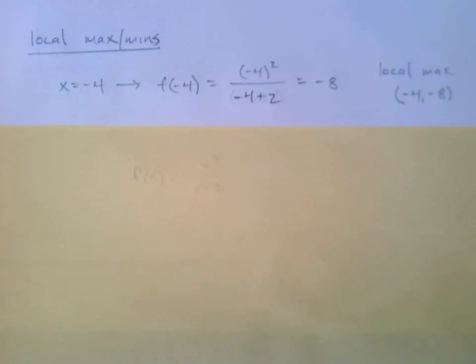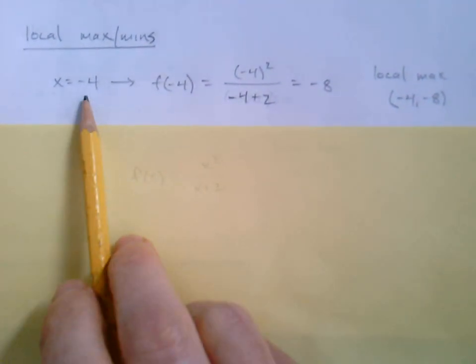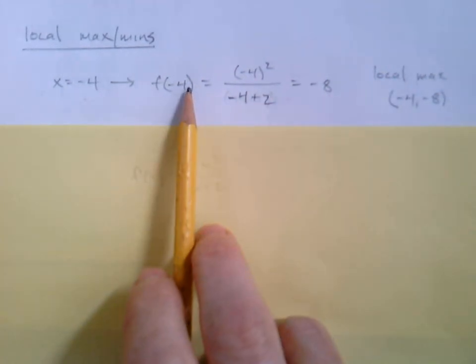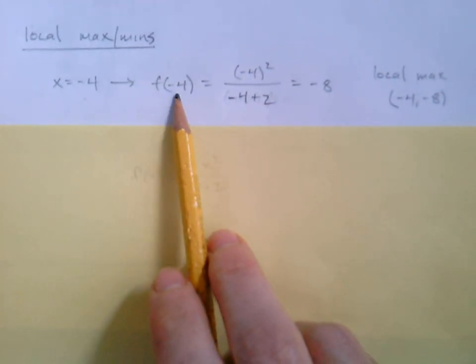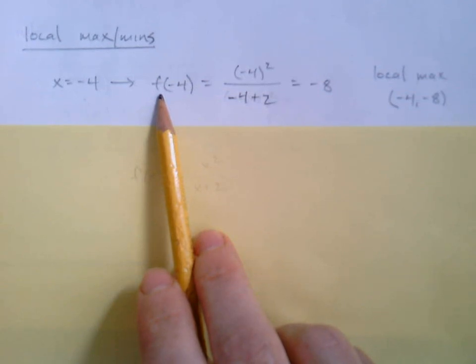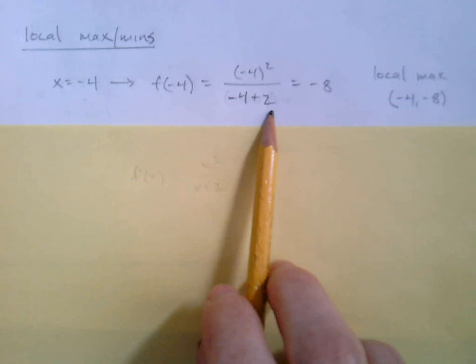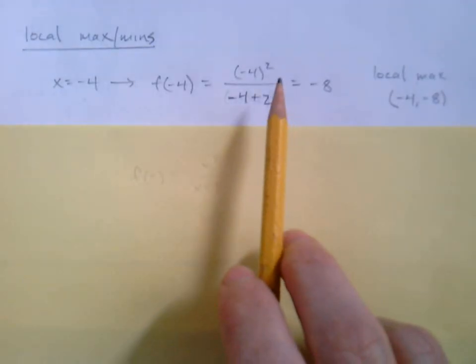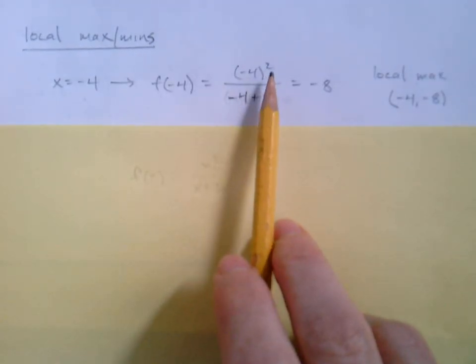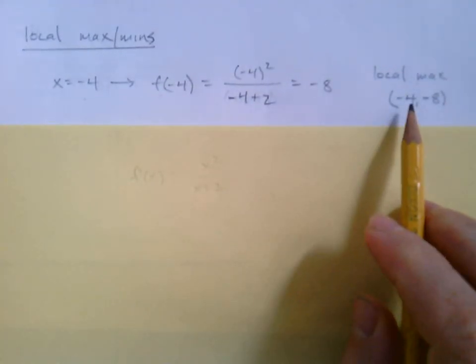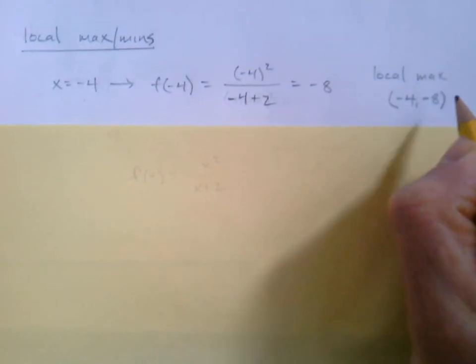It's just a matter of getting the y values. So at negative 4, it's a local max. But what is the y value? Well, we'll plug the negative 4 back into the original function. There it is, x squared over x plus 2. That gives us 16 over negative 2, which is negative 8. So I've got a local max, and it's just a bit fuzzy on the screen, but it's at negative 4, negative 8.